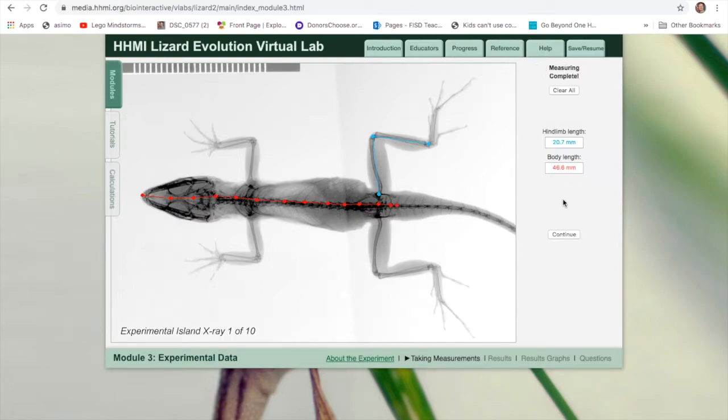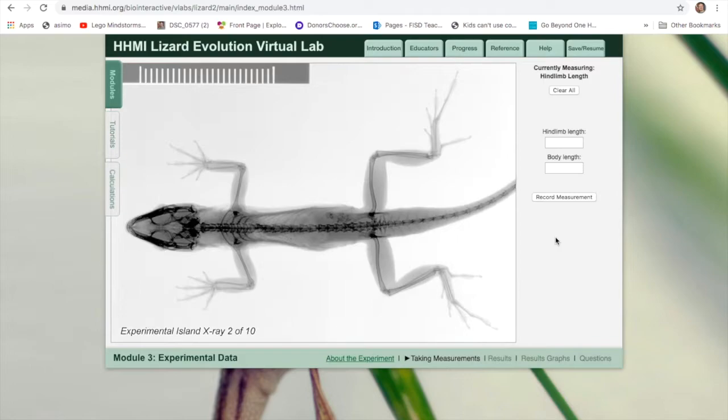You click here, you do hind limb length. You click here, you do body length, and then we keep going. I will pause this again until I get through all of my measurements.